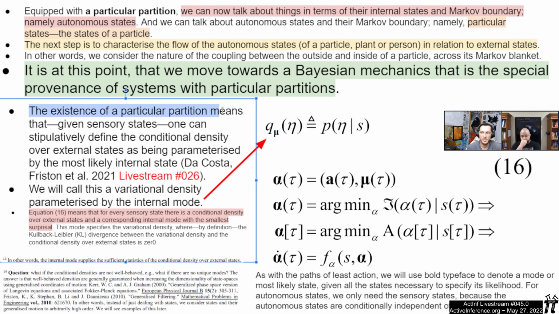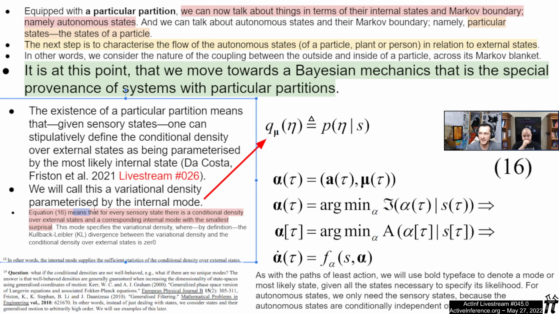The existence of a particular partition means that given sensory states, one can define the conditional density over external states as being parameterized by the most likely internal state. And we had several discussions in Livestream 26 on Bayesian mechanics with Lancelot Da Costa. This is where variational inference is going to come into play. We will call this a variational density parameterized by the internal mode. Q, the distribution we control, of internal states, mu, about external states, eta, is defined as P of external states conditioned on sense.